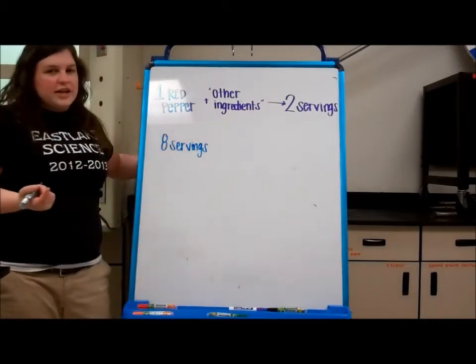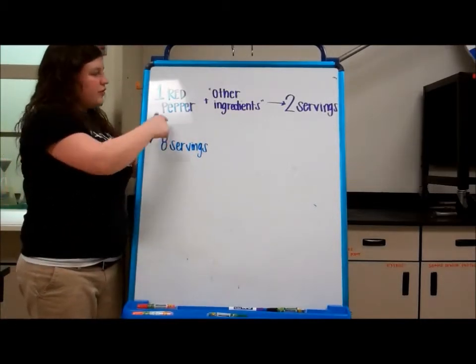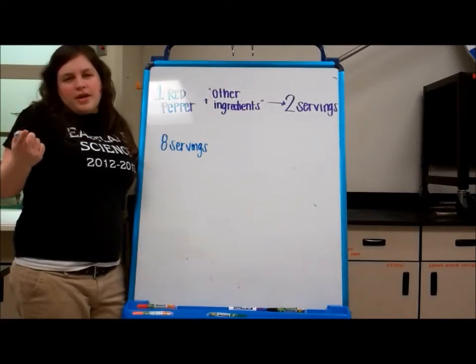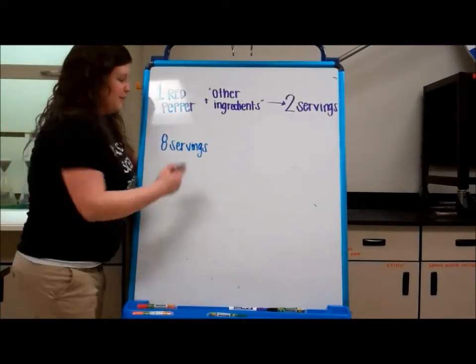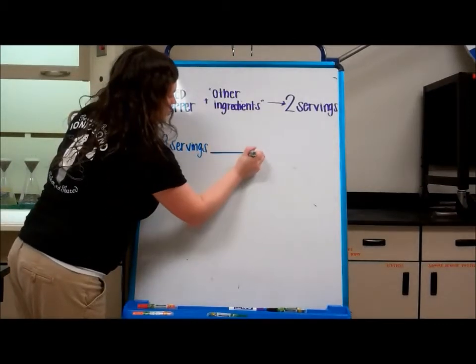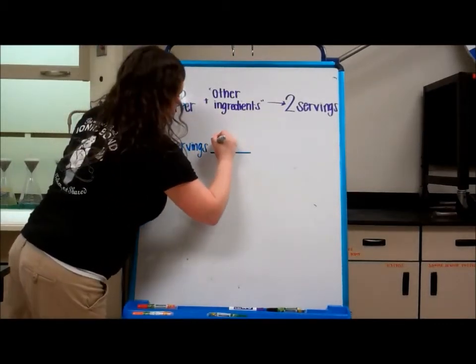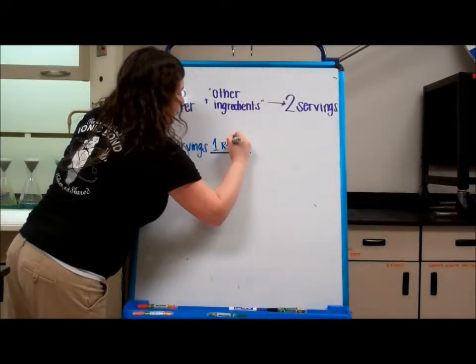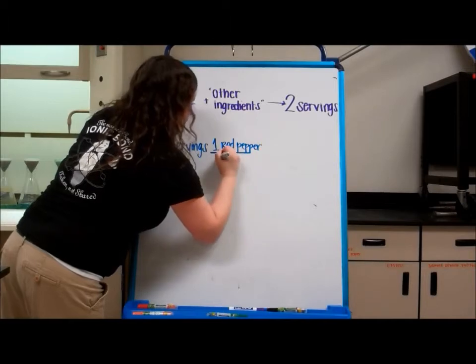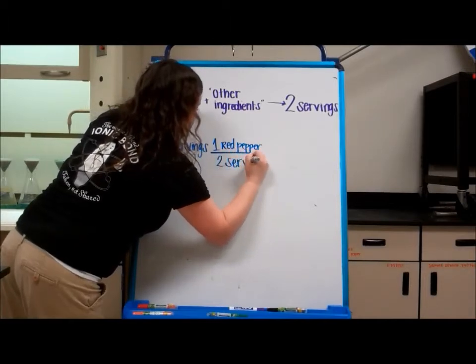So what we can look at is our ratio. Our ratio for red peppers to servings is 1 to 2. For every 1 red pepper I put in, I should get 2 servings out. So if we want 8 servings, we can set up our conversion factor. So 1 red pepper on top and 2 servings on bottom.